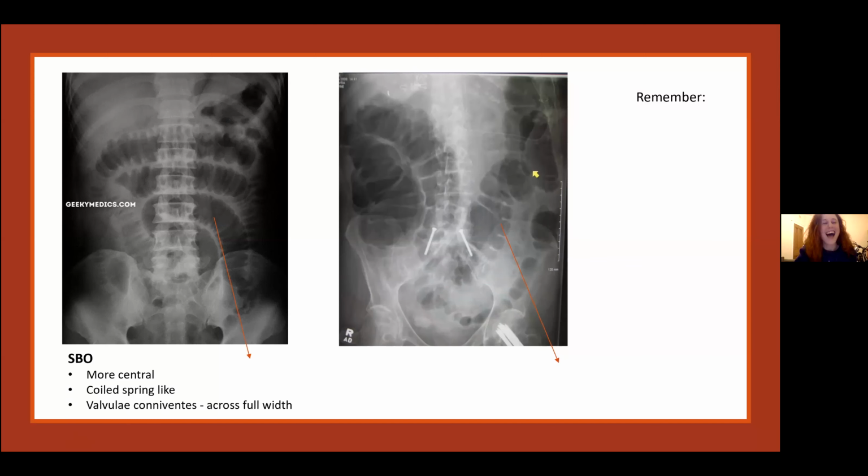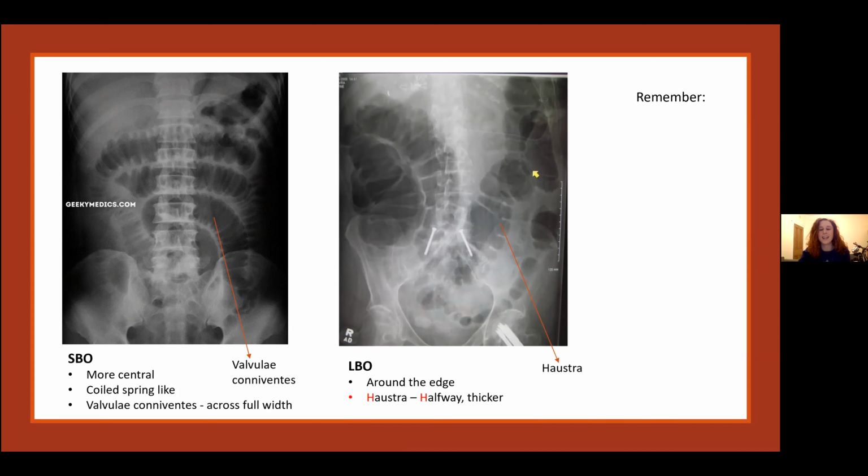conniventes. So the valvulae conniventes are these lines, and they go across the whole bowel, as shown with the arrow. Whereas in large bowel, it's more placed around the edge, and you have haustra, which is pointed here with the arrow, and haustra only go halfway across the bowel, so haustra halfway, that's how I remember it.